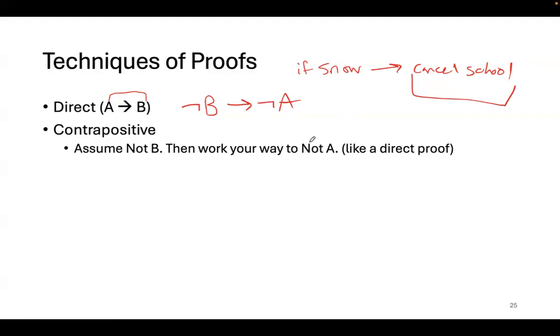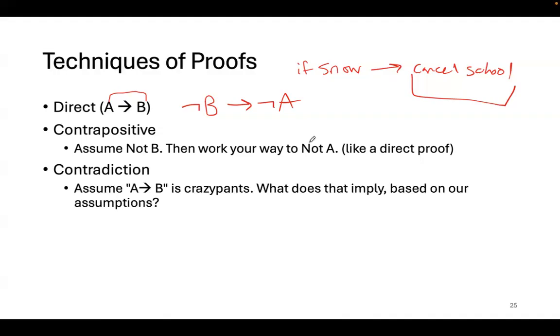This is a little bit different from contradiction. For contrapositive, we're looking just at the right-hand side and we're assuming that's not the case. And then we're working our way to the left-hand side. Contradiction is different, where we assume that the whole hypothesis is crazy. And we say, this as a whole cannot be true. And then we look at the implications of that, of what's the fallout from that decision. Do you see how those two are different? They've both got contra in them, where we're assuming not something, but they work slightly different.